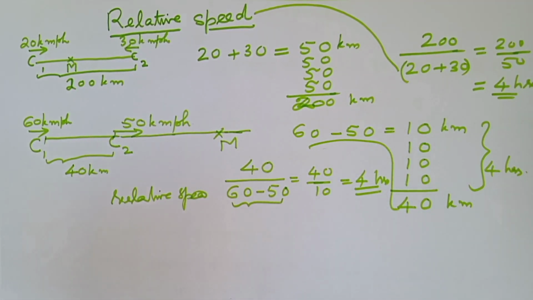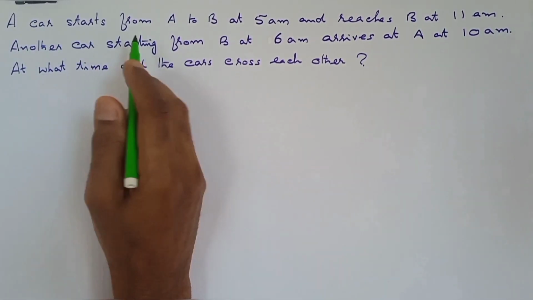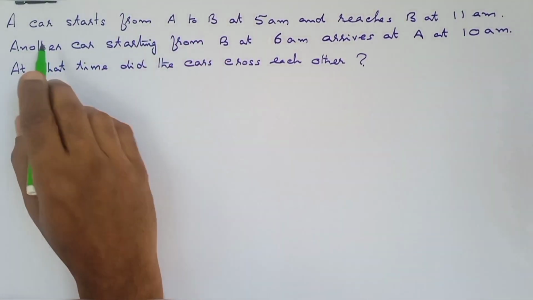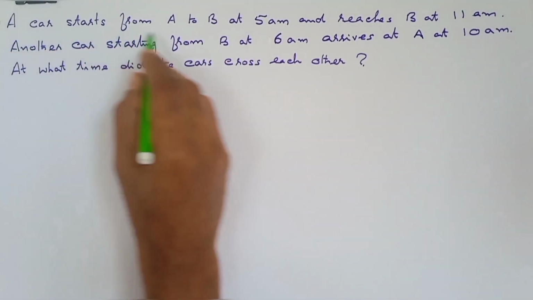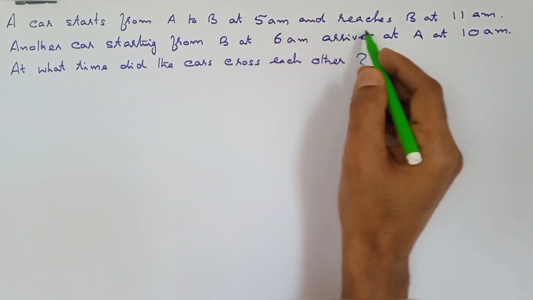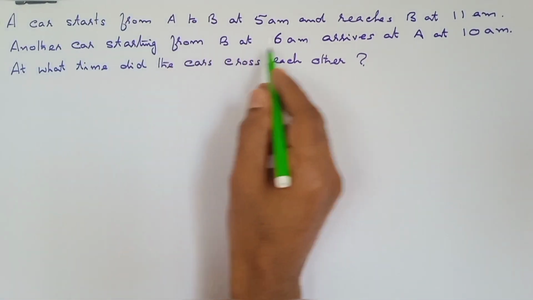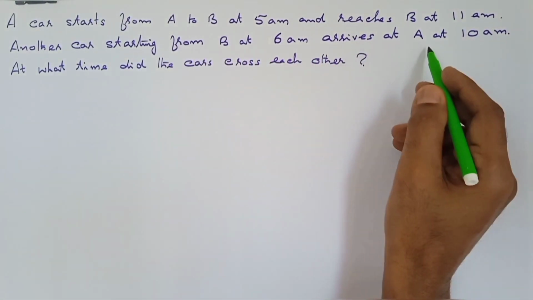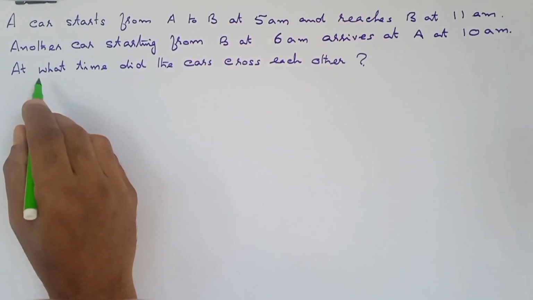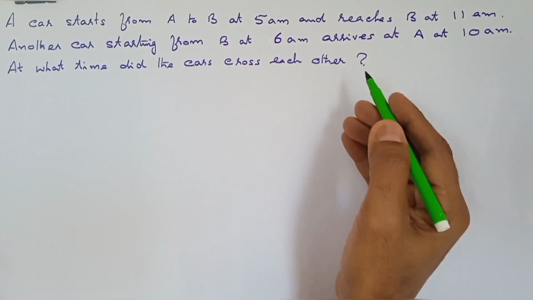We will work out a few simple examples to get a better idea of this concept called relative speed. This is a simple problem based on the concept of relative speed. The problem is this: a car starts from A to B at 5 a.m. and reaches B at 11 a.m. Another car starting from B at 6 a.m. arrives at A at 10 a.m. At what time did the cars cross each other?